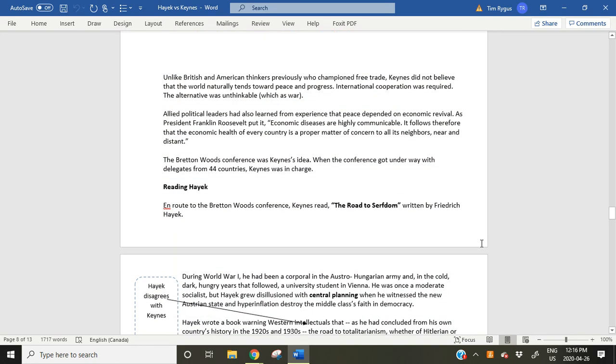Now, some thinkers believe in free trade, but Keynes didn't believe that the world naturally tends towards peace and progress. He believed that international cooperation was required because the alternative was war. Allied political leaders also learned from experience that peace depended on economic revival. As President Franklin Roosevelt put it, economic diseases are highly communicable. It follows, therefore, that the economic health of every country is a proper matter of concern to all its neighbors, near and distant. So the Bretton Woods Conference was Keynes' idea, and Keynes was in charge during it.